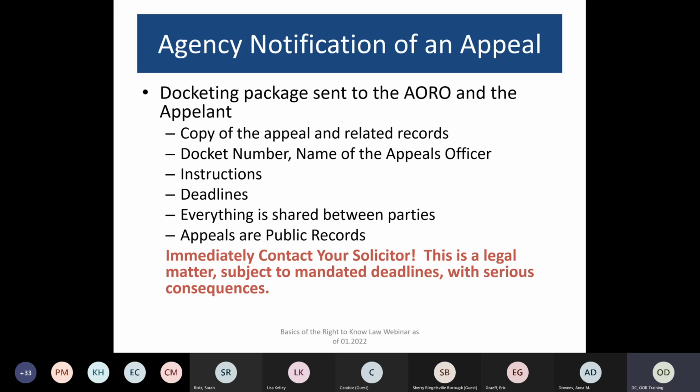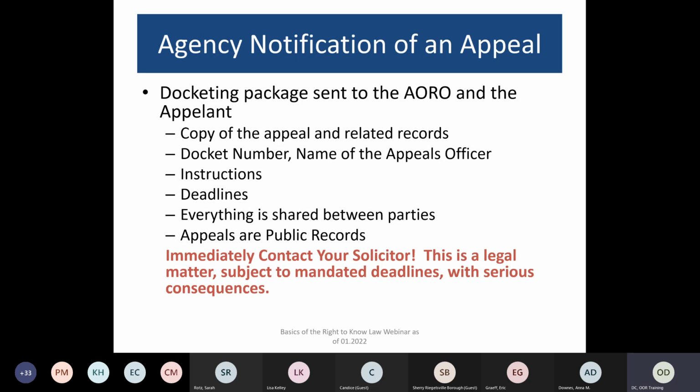We will send out a notification to all the parties that we have an active appeal. It's what we call a docketing package, and usually it's sent by email to the agency open records officer. And it includes all of the instructions, what this is about, what you need to do, a docketing number, who the appeals officer is, all the deadlines. Everything gets shared between the parties.